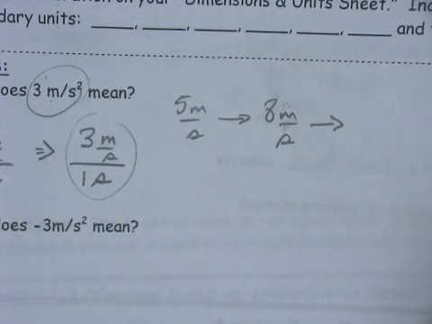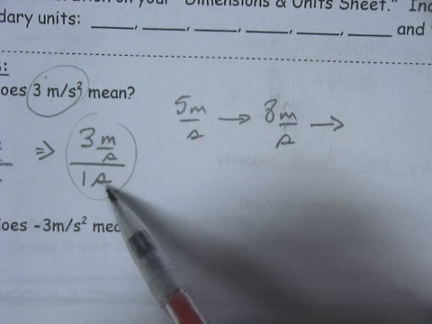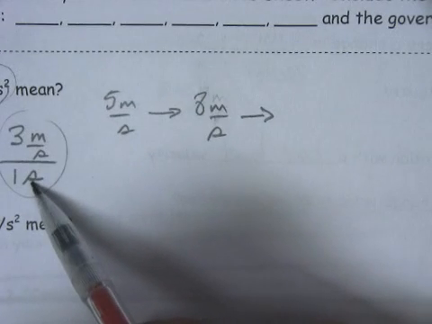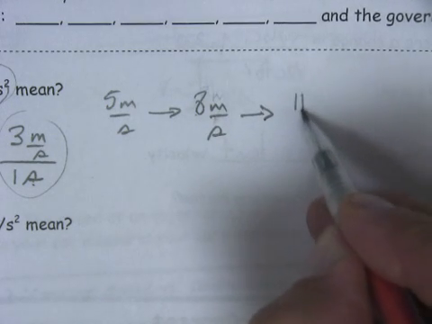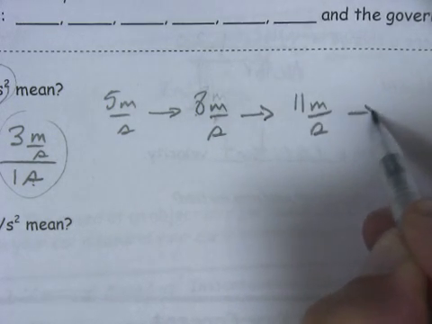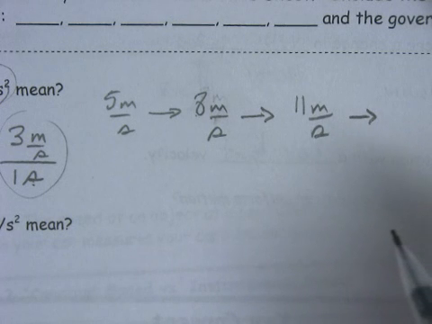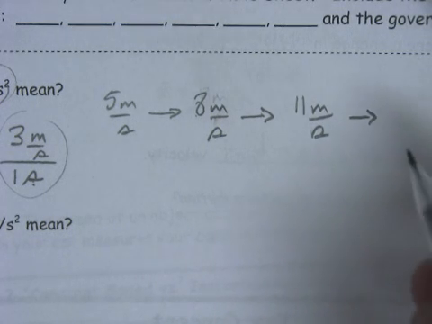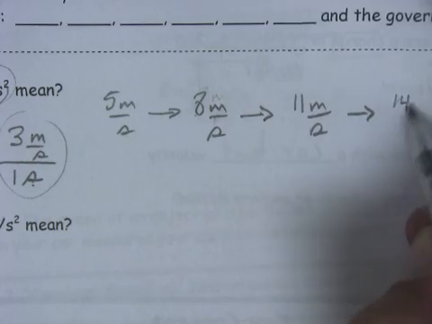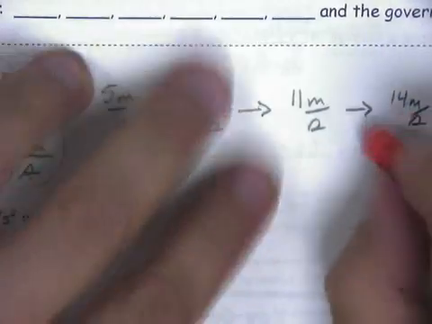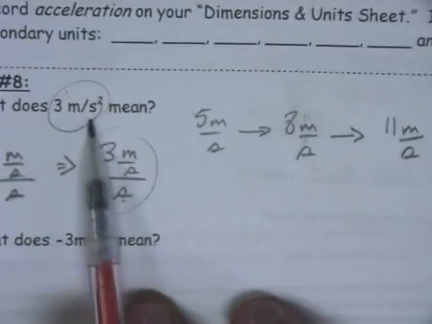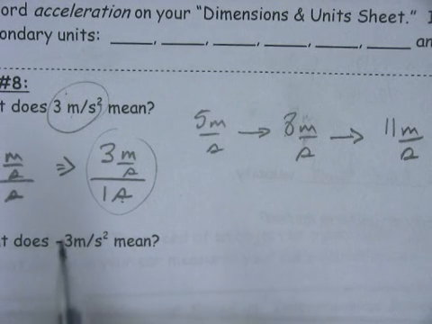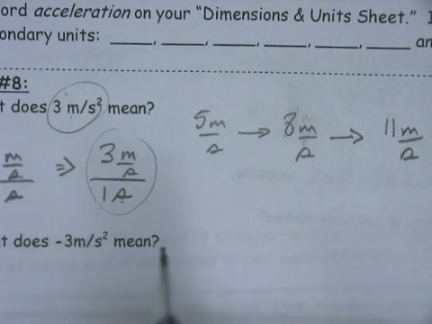If I let another second go by, and my acceleration is still 3 meters per second squared, then I need to add another 3 meters per second to this. So 8 plus 3 is going to give us 11 meters per second. If I let another second go by, and I still have the acceleration of 3 meters per second squared, then I'll be traveling at 14 meters per second. All right, so that's what 3 meters per second squared back over here means. It means every second that goes by, you change your speed 3 meters per second.